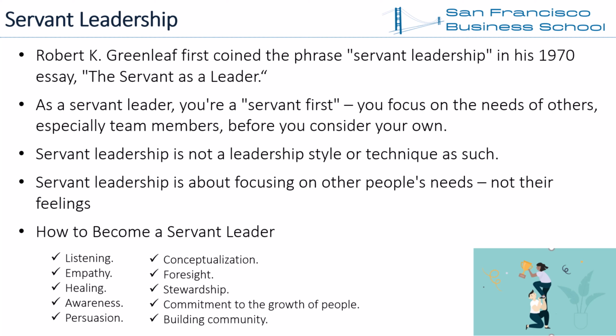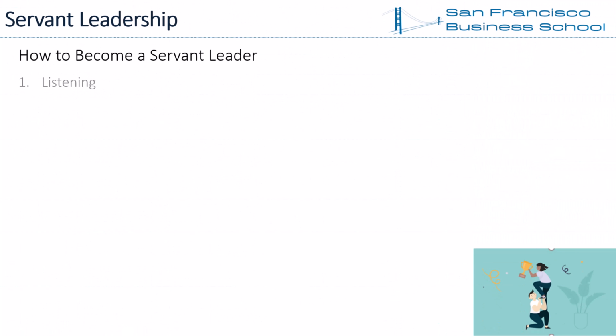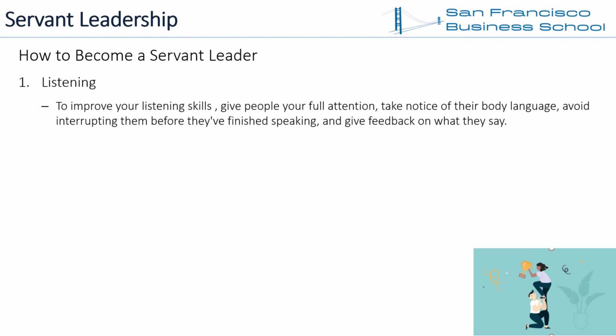Once you've decided to prioritize other people's needs over your own in the long term, you can work on developing your skills in each area. Let's look at how you can do this. 1. Listening. You'll serve people better when you make a deep commitment to listening intently to them and understanding what they're saying. To improve your listening skills, give people your full attention.